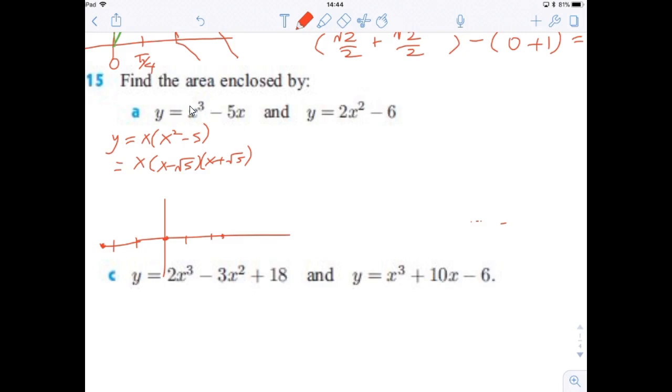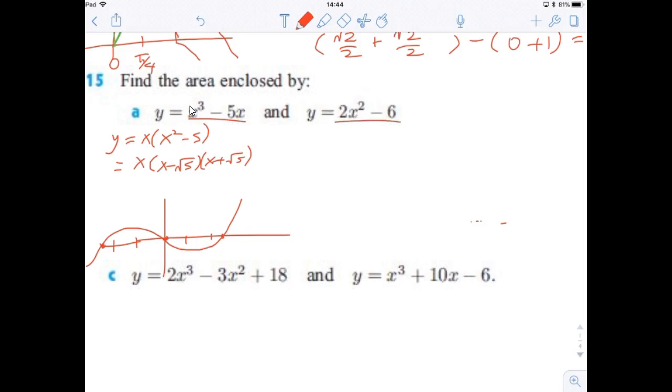And x cubed minus 5x, that's like a regular cubic, gets bigger on the right side, gets smaller on the left side. So basically, it should look kind of like this, okay? So even without the calculator, you can kind of predict what the graph of this complicated looking function looks like just by factoring. Now what about the parabola?